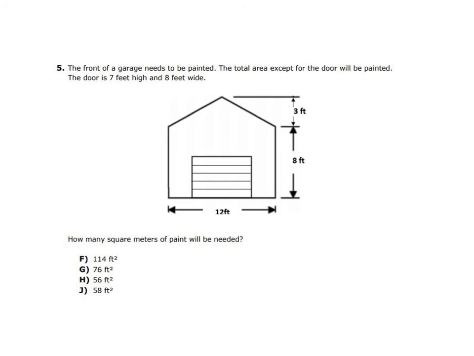Okay, last one, question 5. This is a repeat question from an activity you guys had earlier in the year, earlier in the unit. Again, this is going to be a combination of adding and subtracting here. Now, the key is in the word problem: the foot of a garage needs to be painted. The total area, except for the door, will be painted. The door is 7 feet high and 8 feet wide.